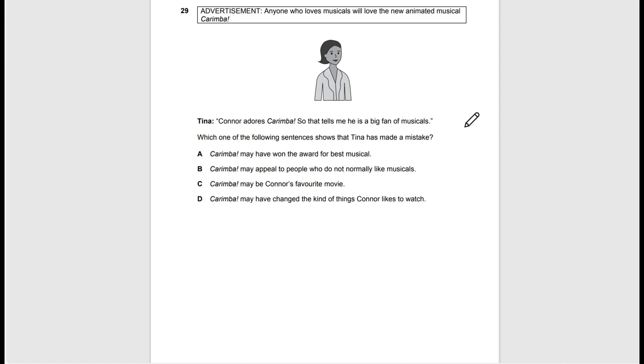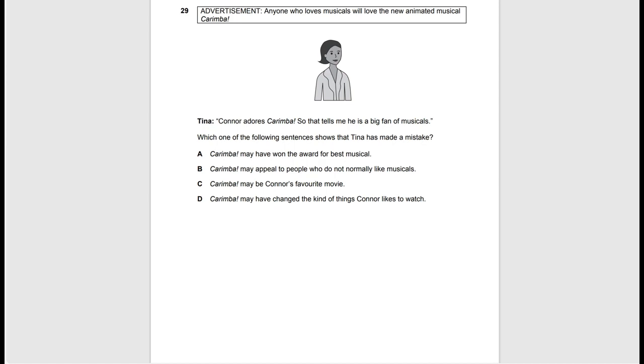Moving on to question 29. We have an advertisement, and it says, anyone who loves musicals will love the new animated musical Karimba. Tina says, Connor adores Karimba, so that tells me he's a big fan of musicals. Just because Connor likes Karimba doesn't mean he likes all musicals, because Karimba is one particular musical, but he might not be a big fan of all of them.